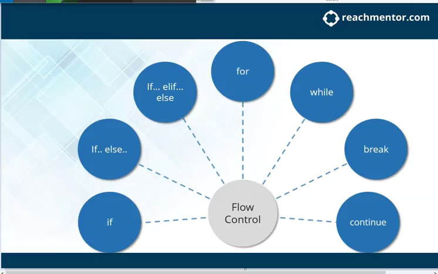Now I am done with data types. Now I am going to explain flow control. Like other languages, Python also has flow controls like if, elif, else, for, while, break, and continue. Here we have loops like for loop and while loop. I am going to explain using a simple program.